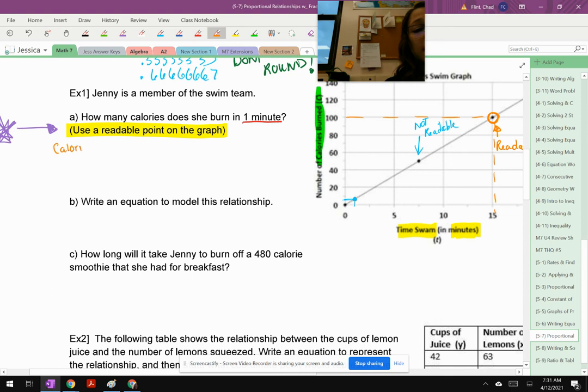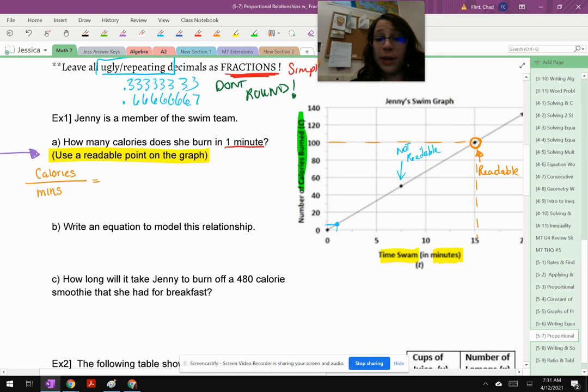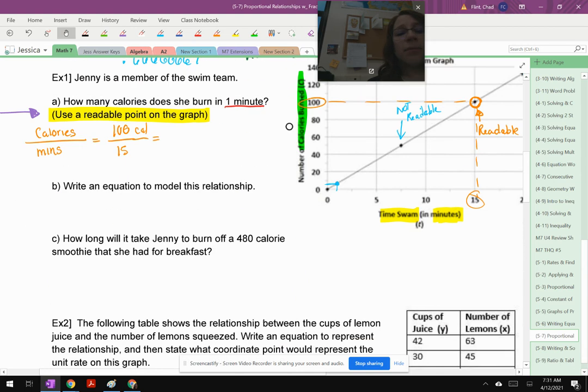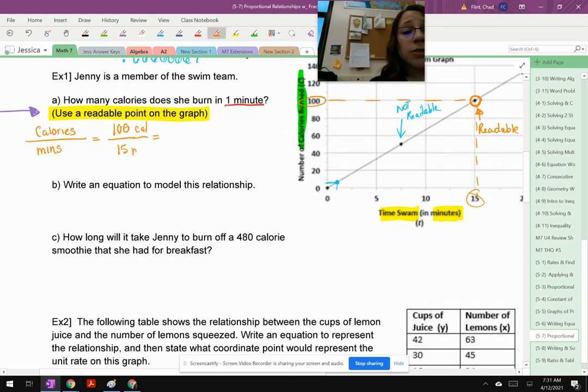That's calories per minute. So calories was 100 from my readable point, and 15 was my minutes. And so now we use the readable point, made the fraction. Now we're just going to simplify. So what goes into both 100 and 15 that I can simplify by? That would be 5.